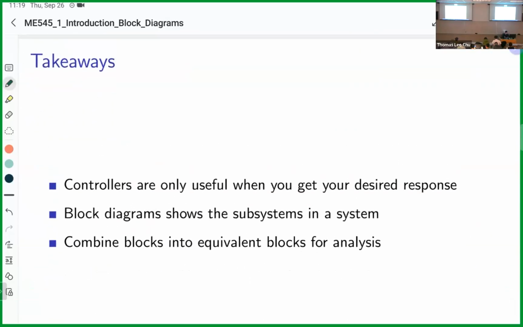So some takeaways from this section: controllers are only useful when you get your desired response. Block diagrams show the subsystems in a system, so we can take a single block and break it out into multiple subsystems, and then we can combine these blocks into equivalent blocks for analysis. If we put this really complicated block back into feedback form, it makes it really easy to apply equations or analysis on it, especially when we're going into PID design or Bode plots, or looking at stability using different methods where feedback form is useful.